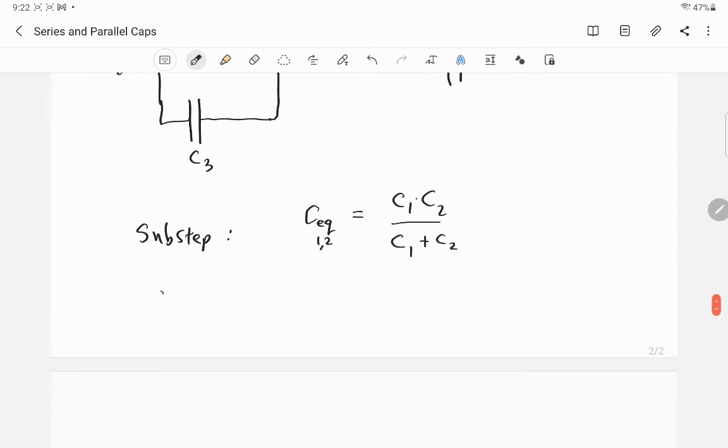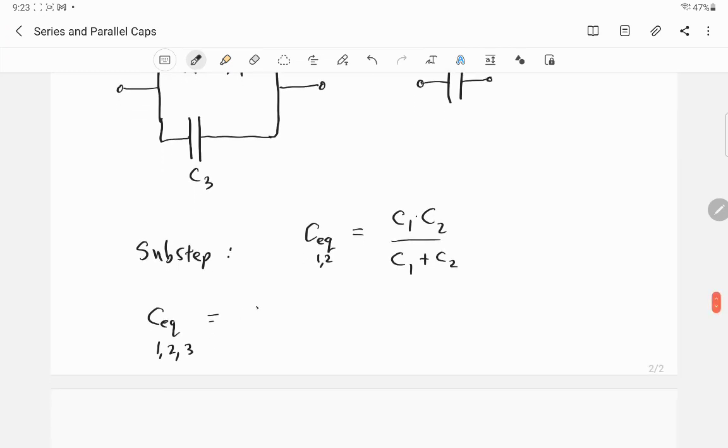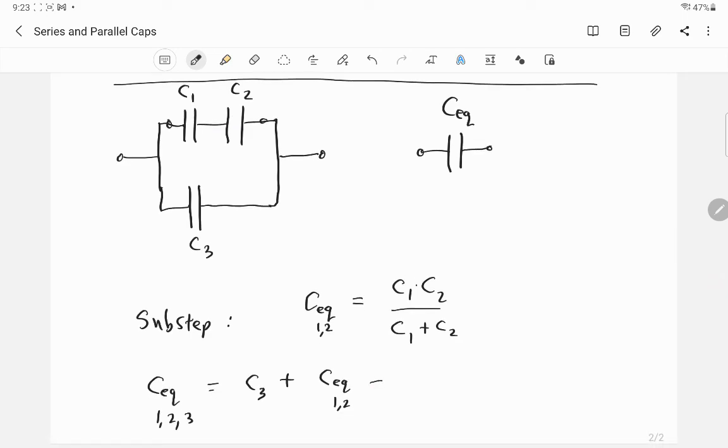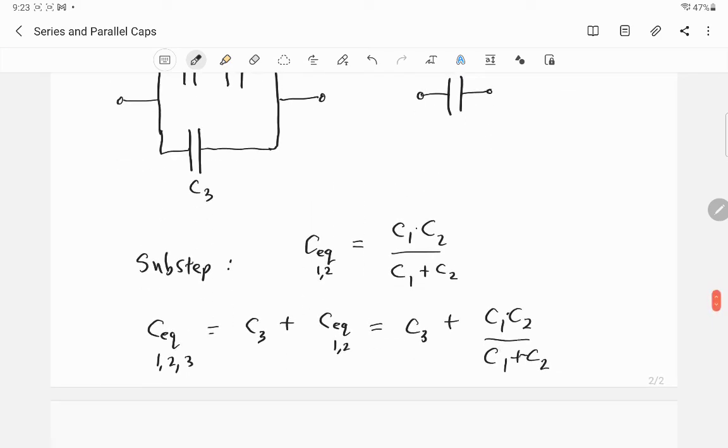And now you can get the equivalent capacitance of 1, 2, and 3, which is the parallel combination of C3 and the series of C1 and C2, which is just C3 plus C equivalent 1 and 2, right? We're imagining this being rewritten as a single equivalent capacitance, 1 and 2, and this is just that, right? So if you're given the capacitances of each of these things, you would just write this answer down.